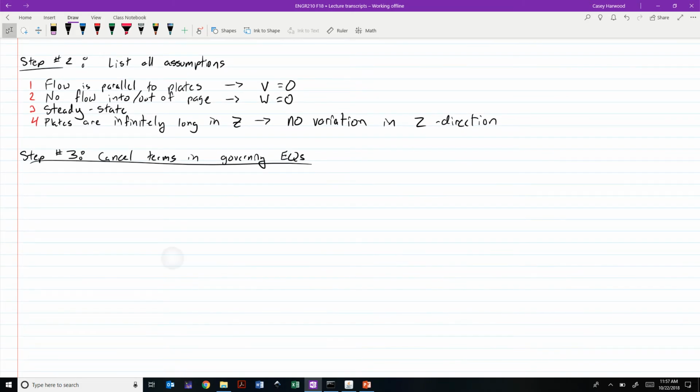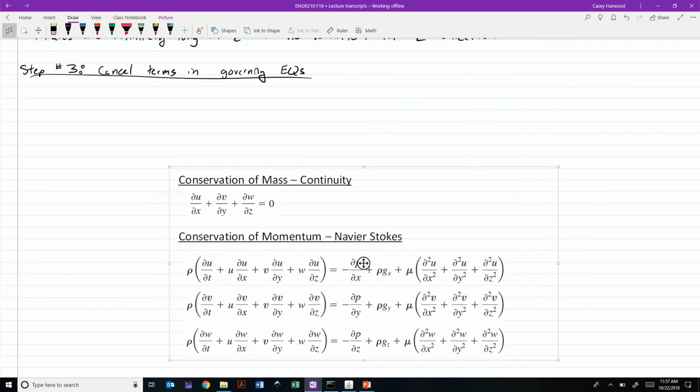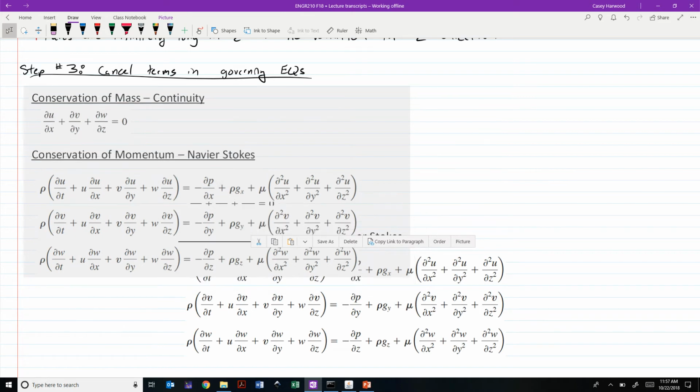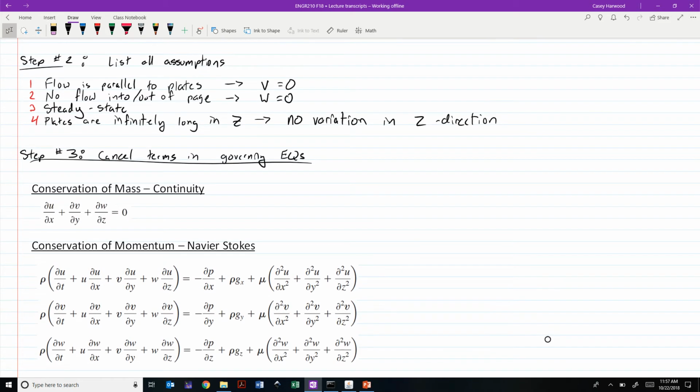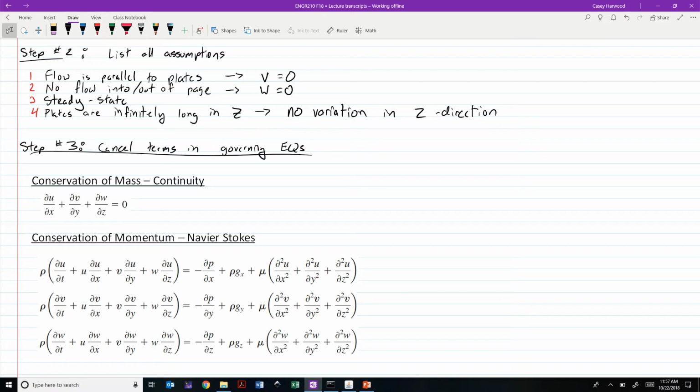So I'm going to repaste those governing equations right here. You all can use the ones you copied down earlier. But the idea is we're simply going to go through these assumptions one at a time and see which of these terms they allow us to get rid of. Okay. So up first, assumption number 1. If v is equal to 0, that means that anything involving v, including any variations in v, also go to 0, because what's the derivative of 0? 0. So we can cancel that out.